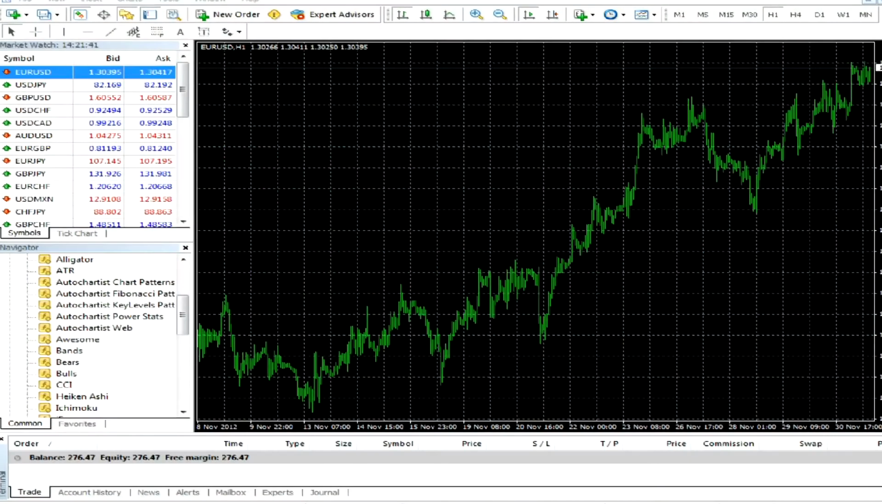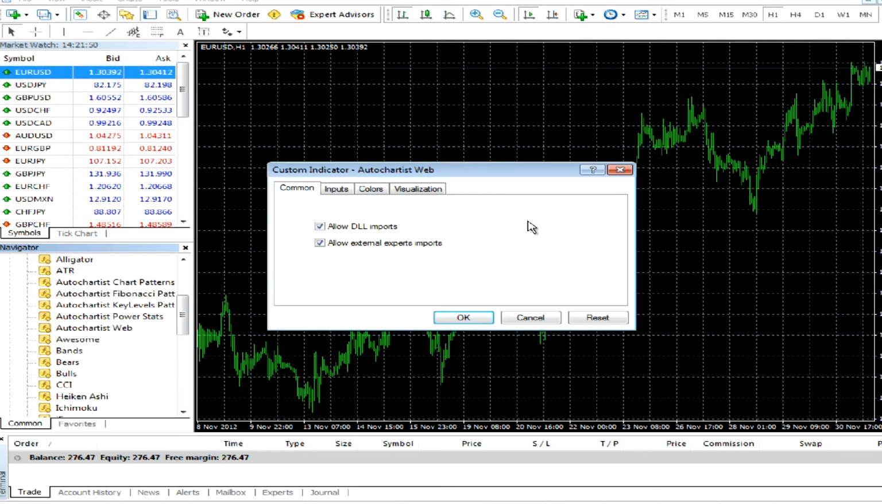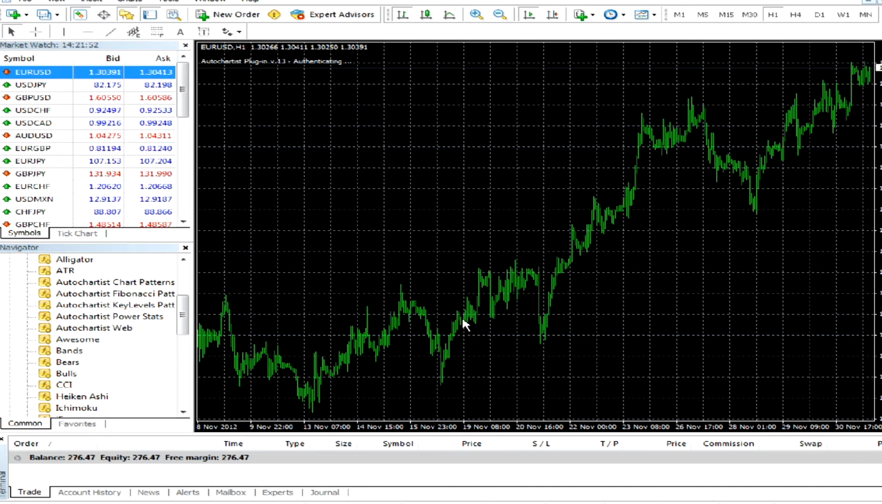I've got my MetaTrader open, and I'm going to drag and drop the Autochartist web indicator onto the MetaTrader platform, and I click OK, and if everything goes according to plan, I should get an Autochartist window coming up in my browser in just a second.